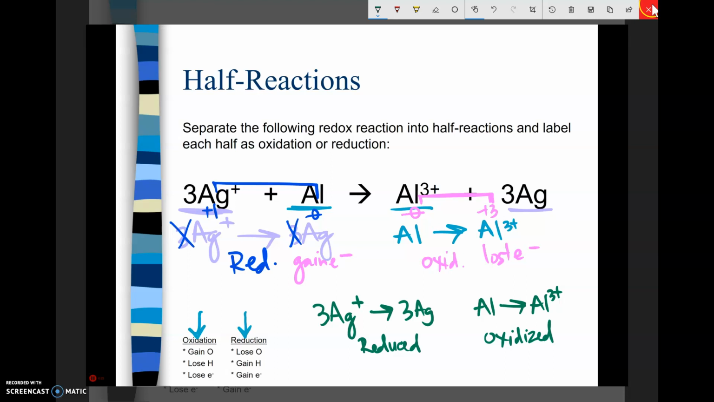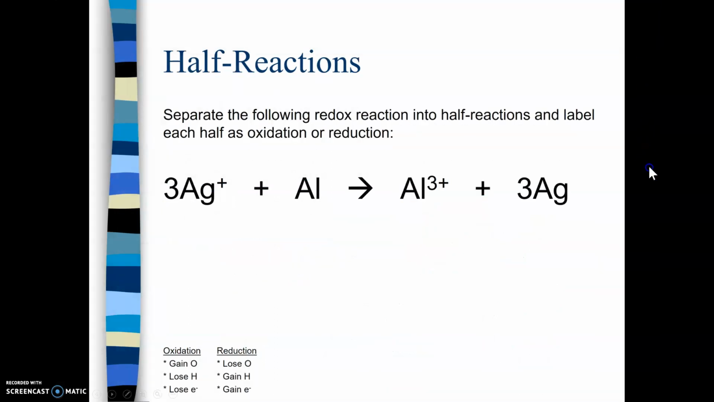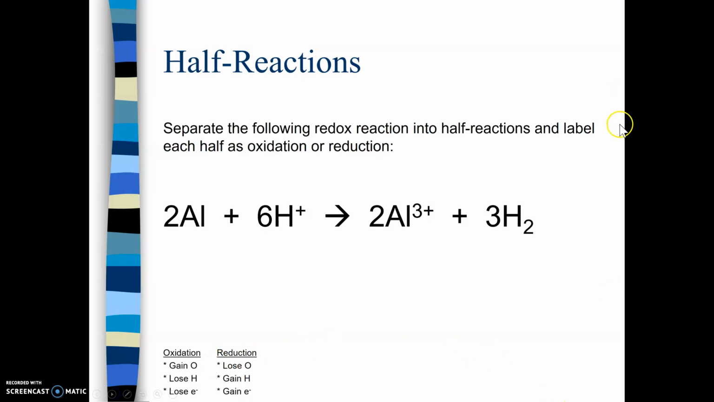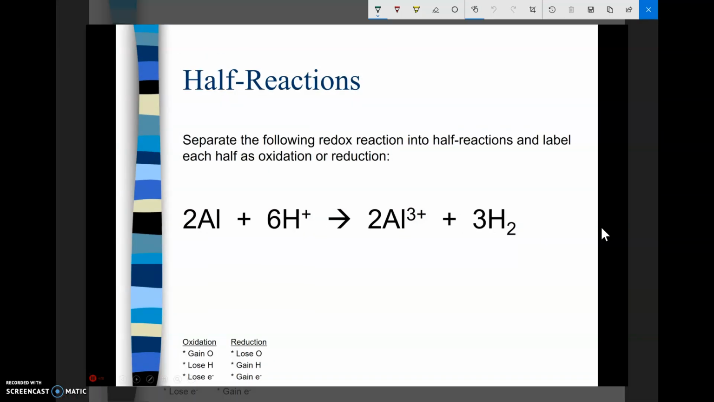Okay, let's do another example. If you want to, you can pause the video at this point in time and do this one on your own, and then come back and check to see how you did. Okay, this one, same question. We're going to separate this redox reaction into half reactions and label each as oxidation or reduction. So again, let's do what's similar. Aluminum and aluminum. So right here, 2Al goes to 2Al3+.